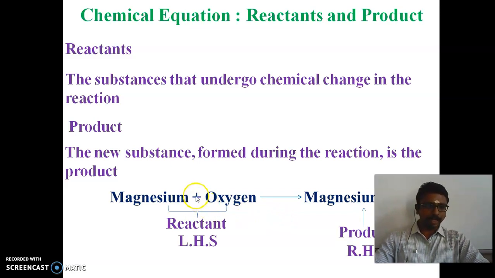The plus indicates one more substance will be there. If there are two substances on the reactant side, we have to mention the plus in between the two substances. And also if there are two products, we have to indicate the plus sign in between the two products.